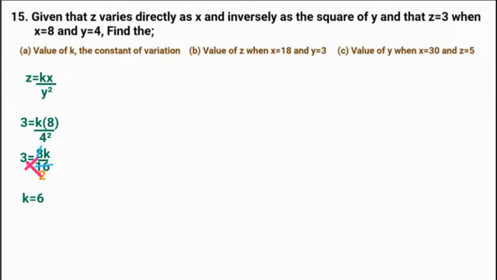Okay, let's go to question B. In case you are wondering where question B is, it's C. We are told to find the value of z. So question B is: find the value of z when x is equal to 18 and y is equal to 3. So what we're going to do is use the same formula, the one we came up with earlier.